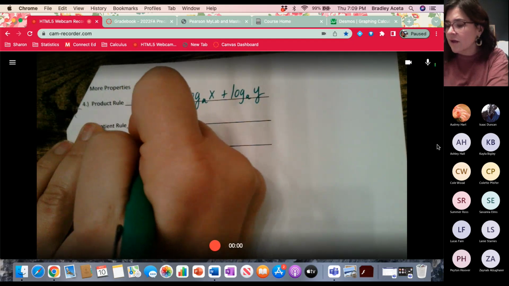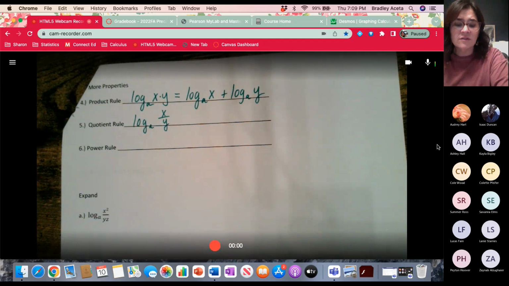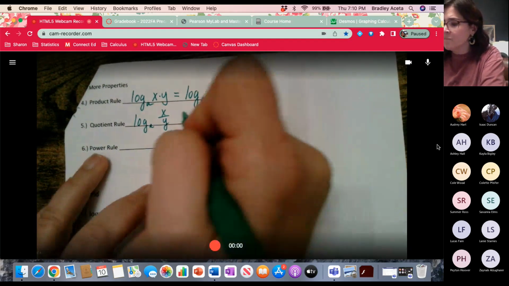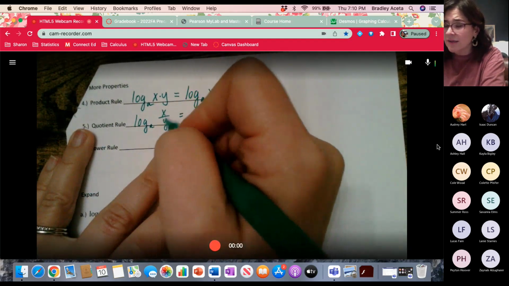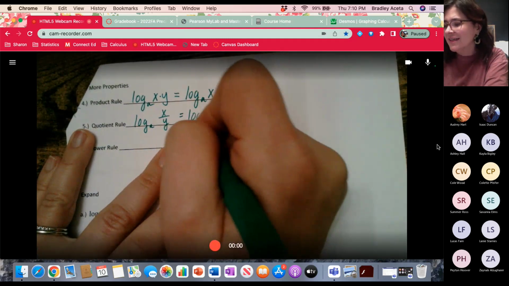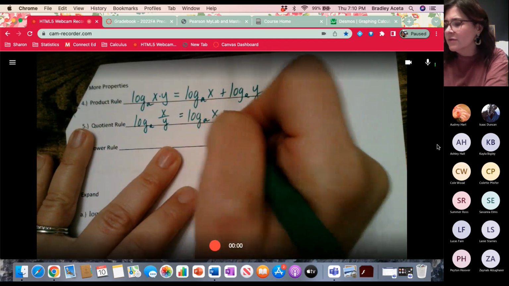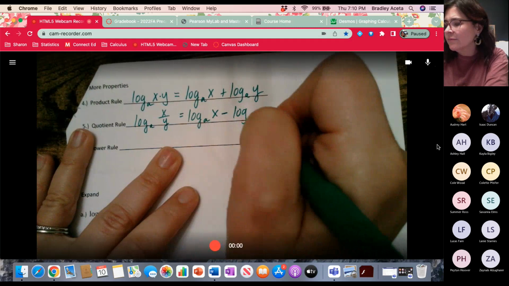Quotient rule for logs says that log base A of x over y equals, when you subtract, I just gave it away. When you divide two exponents with the same base, you actually subtract their exponents. You do the top minus the bottom.